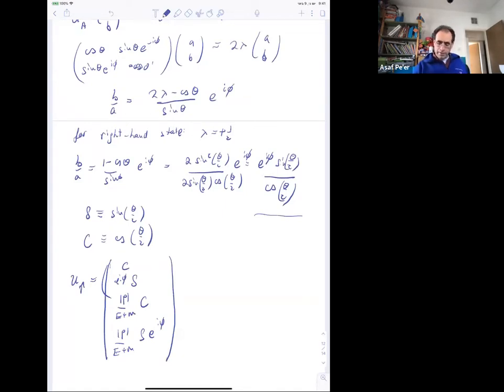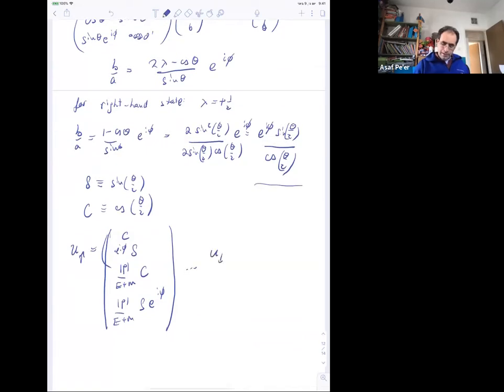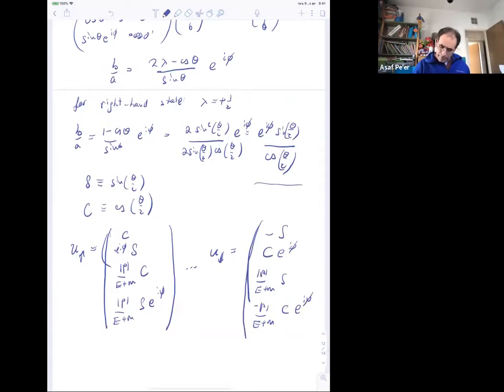Similarly, you get that the left-hand helicity spinor, which I marked as u down arrow, is minus S, C e to the i phi, p over (E plus m) S, and then minus p over (E plus m) C e to the i phi. So these states are both solutions to the Dirac equation and eigenstates of the helicity operator.